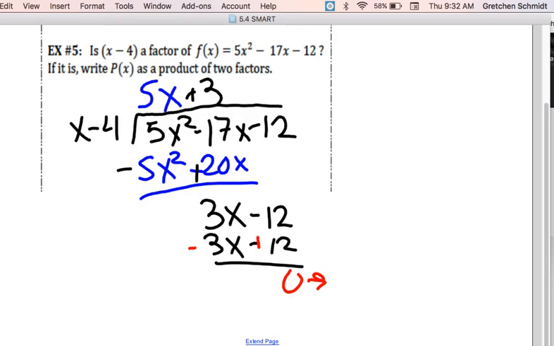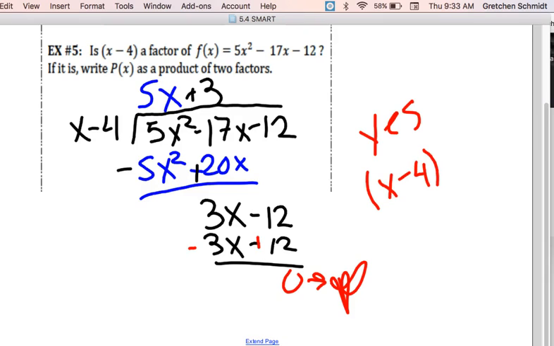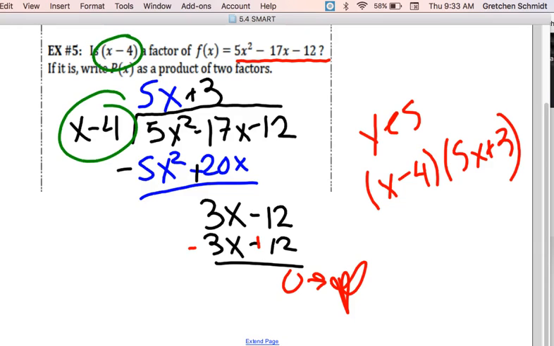So overall, is this a factor? Yes. If it is, write it as a product of two factors. So what's one of our factors? X minus 4 and 5x plus 3. Once you get good at that, that's easier than sitting there and doing the whole, okay, what multiplies to 12 gives me a 17 in the middle with a 5 and a 1. So it's the same outcome, putting it into its parentheses. The leg up you're getting today is that you're being told what to check.